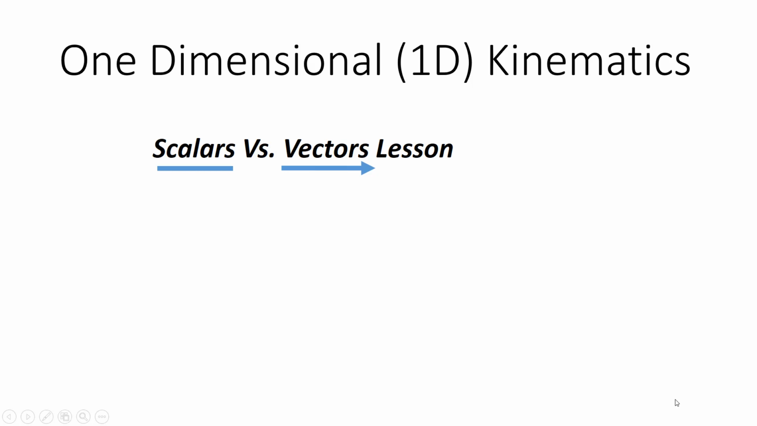Okay, this is an introductory topic in physics, 1D kinematics. Here we're dealing with the physics of motion, and it's a scalar vector lesson. What's the difference between a scalar and vector? That's what I want you to be able to know after today. What are some common scalars? What are some common vectors? And really, what's the difference between the two? And then how to deal with them mathematically.